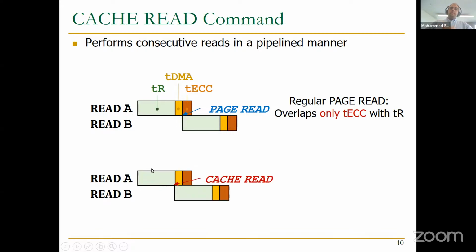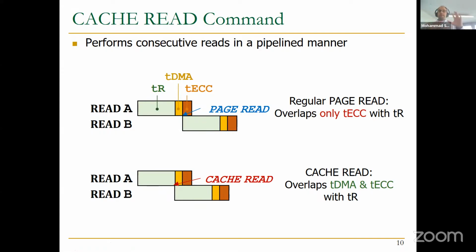We can also overlap TDMA and TECC by doing cache read. With this request, whenever you want to send read command A, you also send a command for reading B as well. You send both commands together, or kind of cache read. So once we are done with TR of the first read, we can start doing the second read as well. This can overlap TDMA and TECC, which can greatly improve the performance.